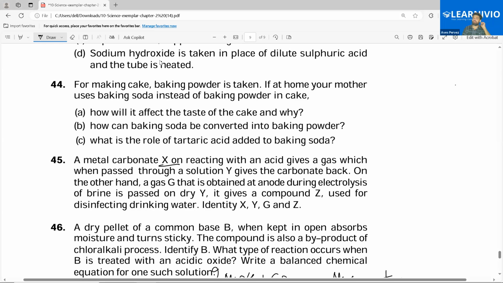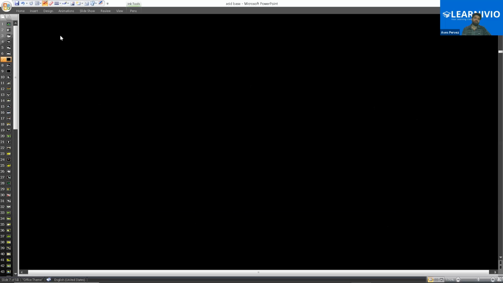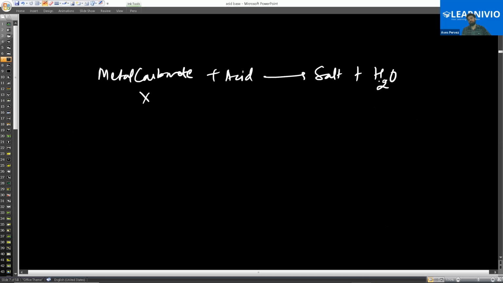So we have a metal carbonate X reacting with an acid, which gives a gas that is passed through a solution Y. We don't know X right now, but we know the general reaction: when a metal carbonate reacts with an acid, it gives salt plus water plus carbon dioxide. So the gas is carbon dioxide here.